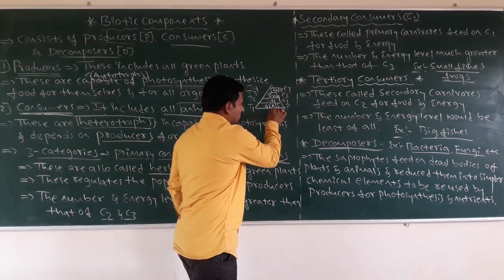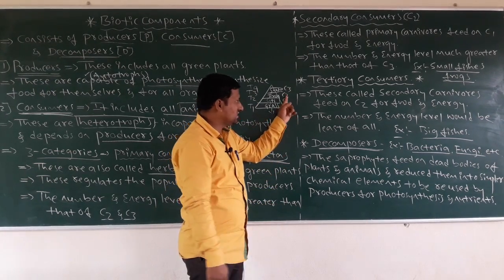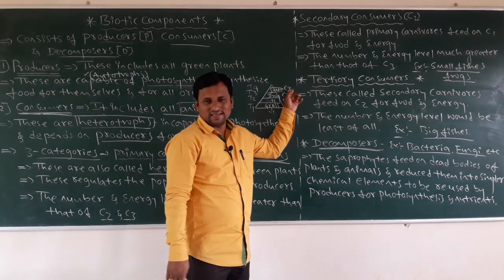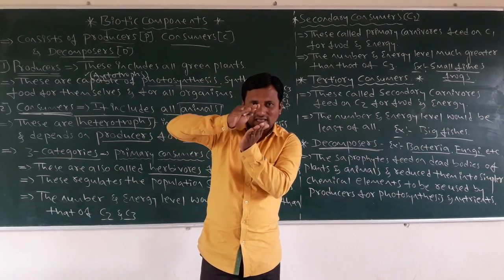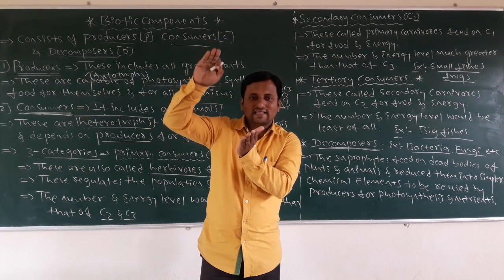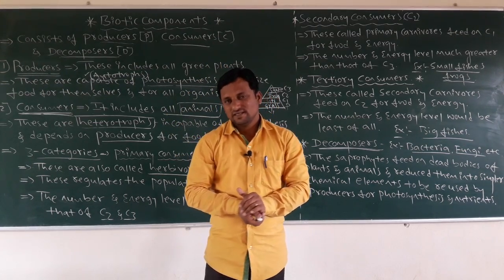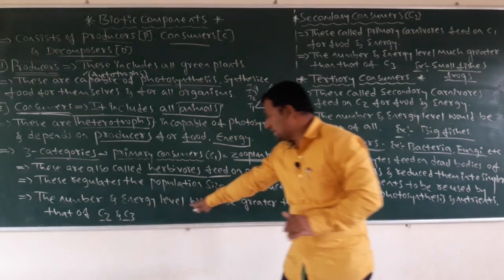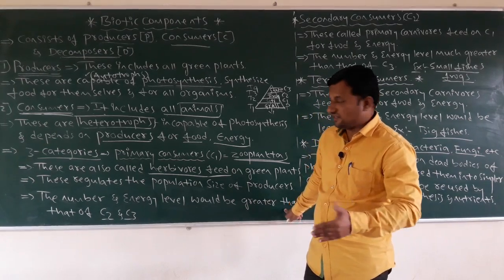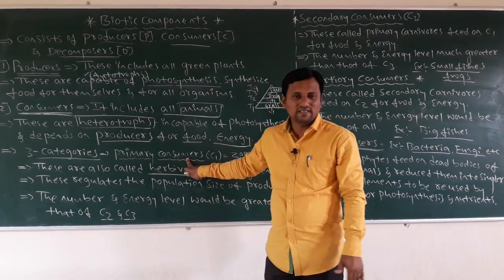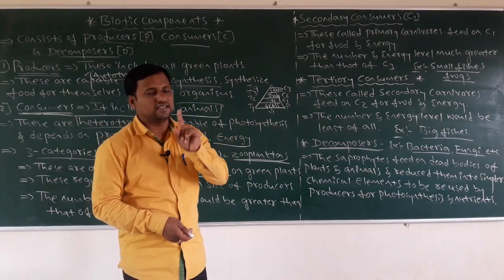The more grass there is, the more C1, then fewer C2, then fewer C3, like that. As it goes up the pyramid level, the energy level decreases and the number of organisms decreases. What is the number? Organism number. The same condition applies here also. The number and energy level would be greater than that of C2 and C3. Which is greater? Those called primary consumers. This is the concept about the first category of consumers, that is C1.